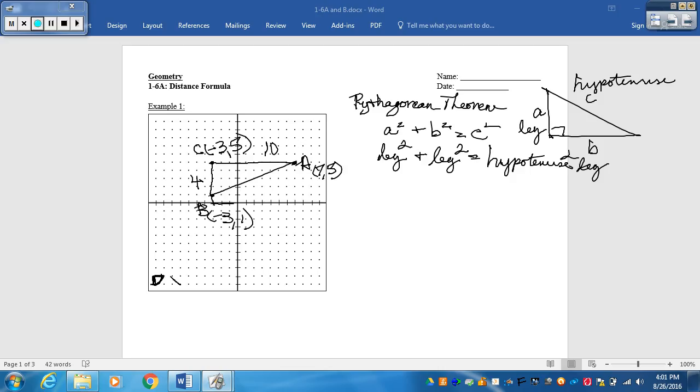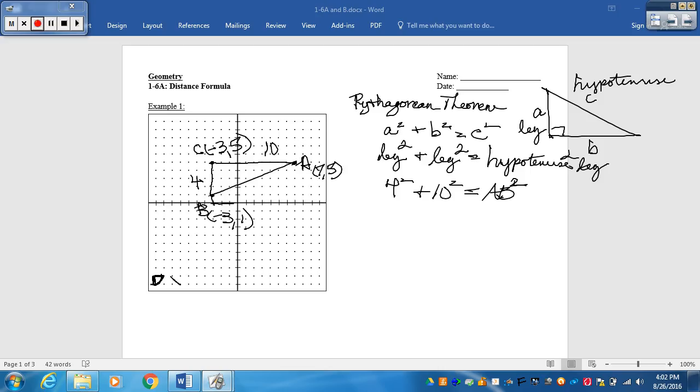Okay. Now, if I go ahead and take this information and apply it to what I have over here on my graph, I've got 4 as a leg and 10 as a leg. So I can go ahead and plug those in. 4 squared plus 10 squared is equal to the length of AB squared, the hypotenuse squared. Okay?